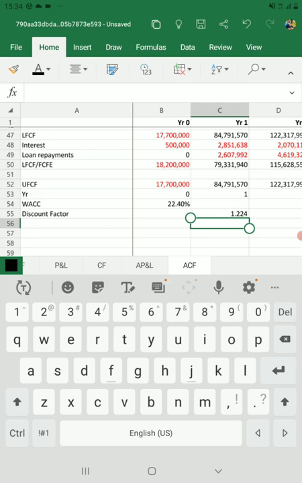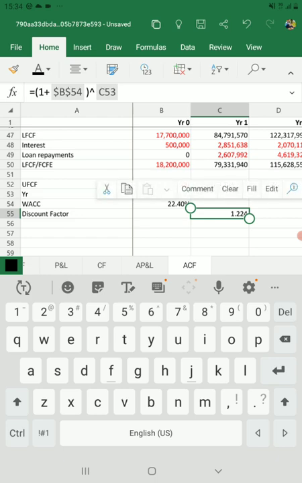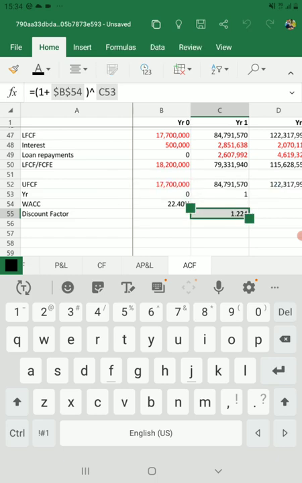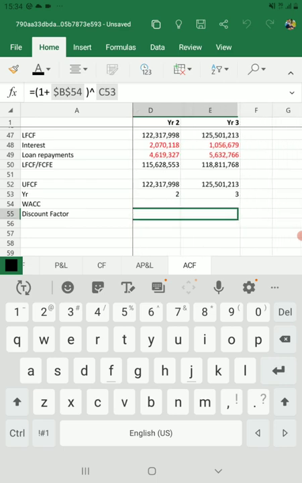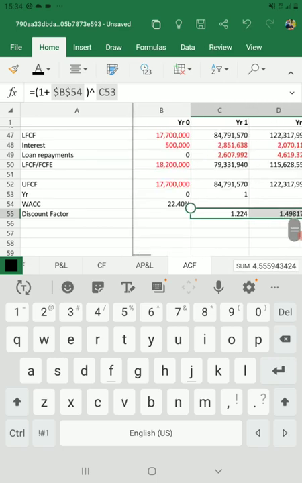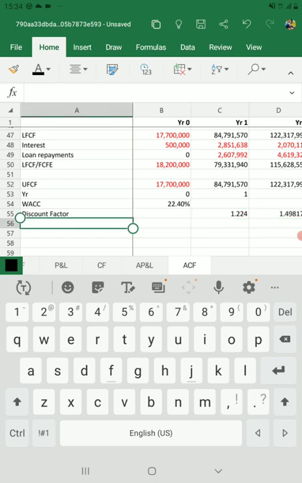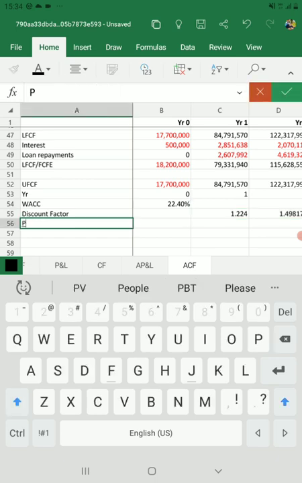Okay, so this is our discounting factor, and we can now fill this across the projection period, in this case 3 years, as our discounting factors. Okay, so now that we have our discounting factors, we need to create the present value of future cash flow. Let me type here present value.